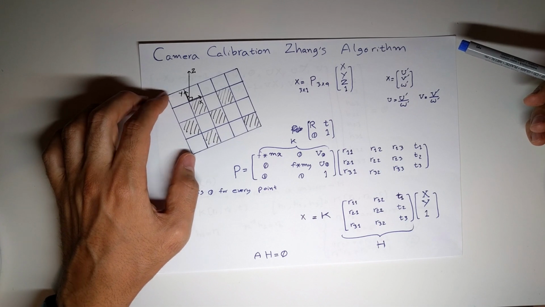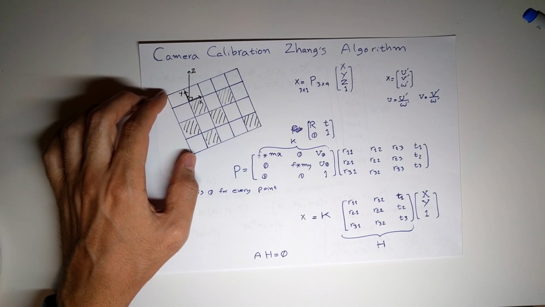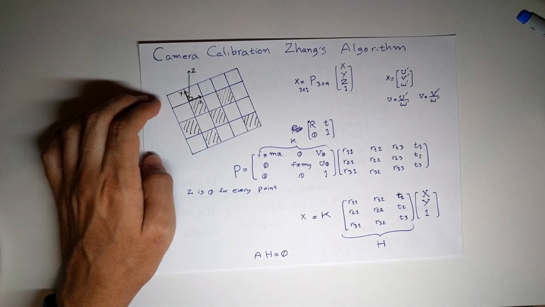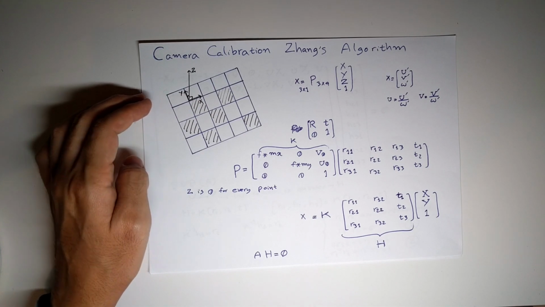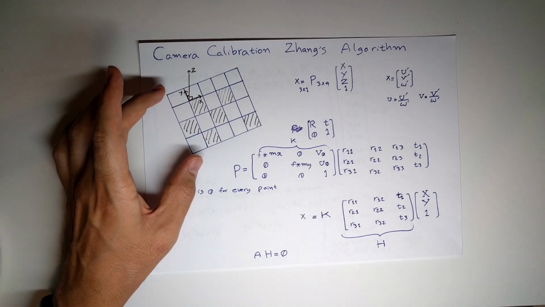and we use a chessboard because it's pretty easy to find the corners like this with a Harris corner detector. Please have a look at my other video about the theory of the Harris corner detector and how to implement it in MATLAB. So we got a chessboard here.